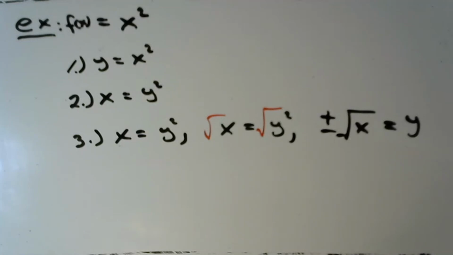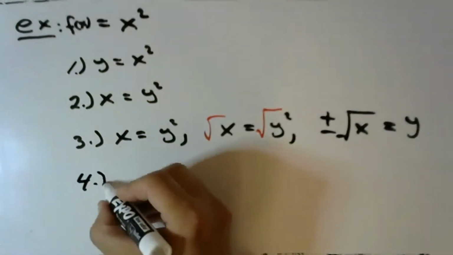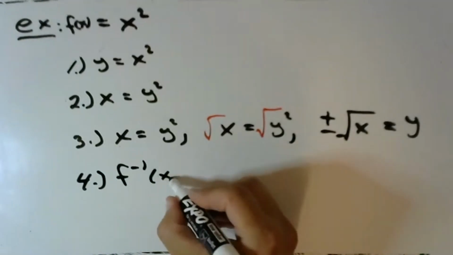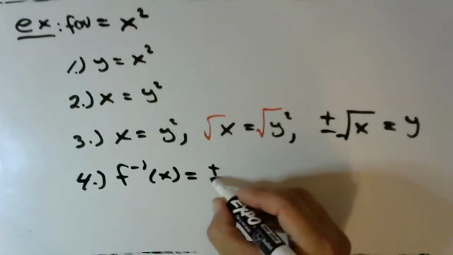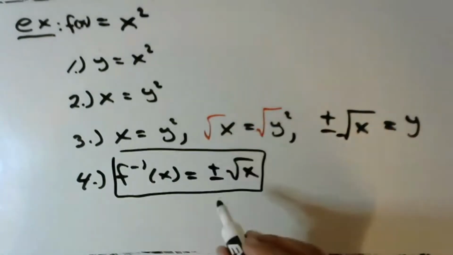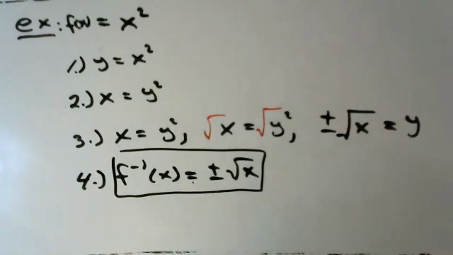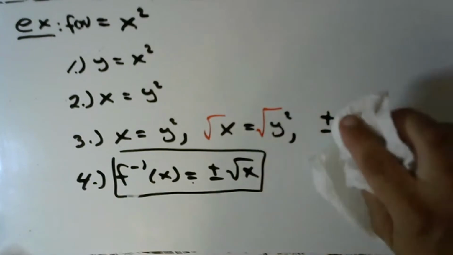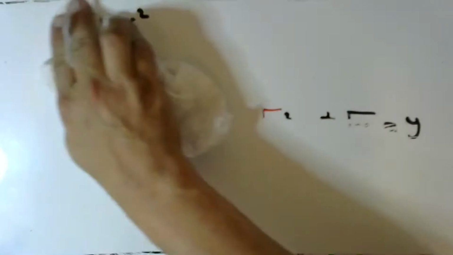And so what does this mean for our inverse? Because we're going to say that f inverse of x equals plus or minus square root x. But there's a problem with this. Let's try graphing it. This is an inverse, but it's not a function. So we found an inverse, but we haven't found an inverse function.